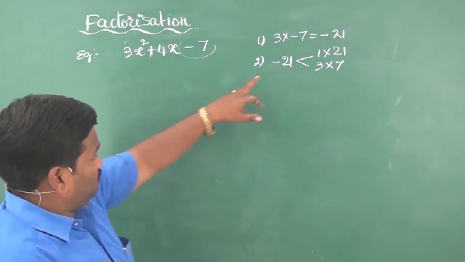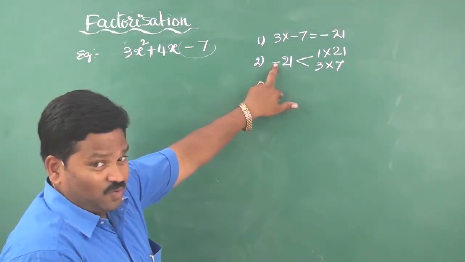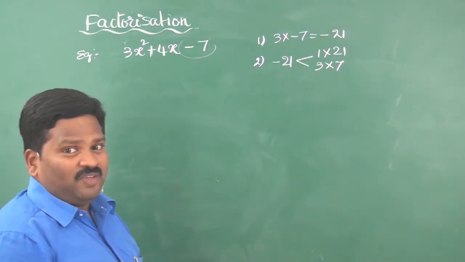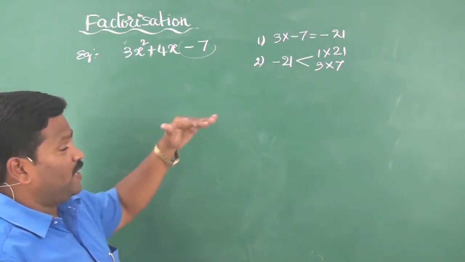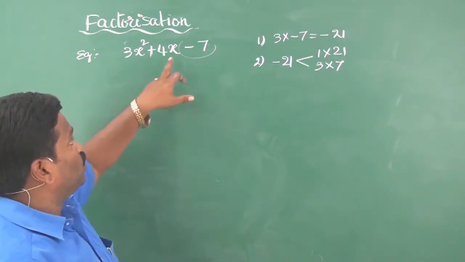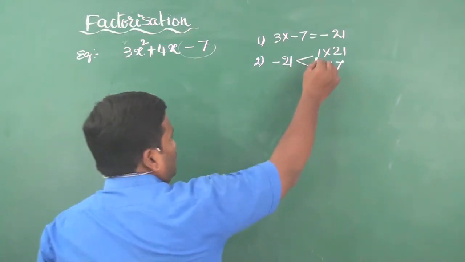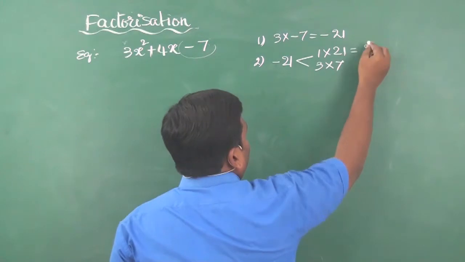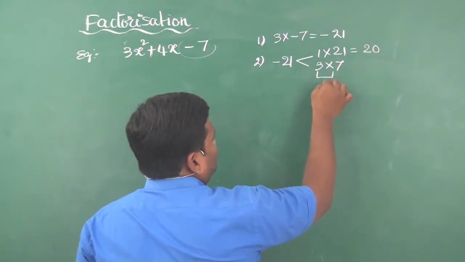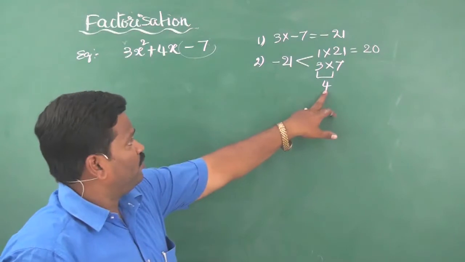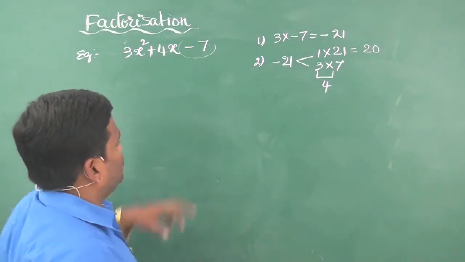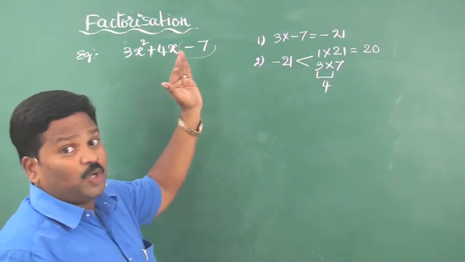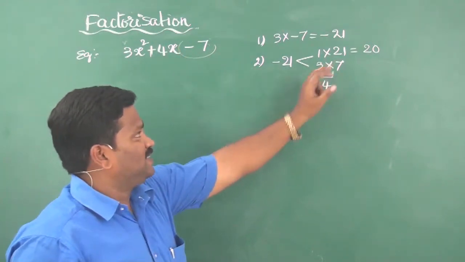Since this is minus 21, if the product is negative, let us take the difference of the factors. The difference of the factors must be equal to the coefficient of the middle term. What is the difference of these two? The difference of 1 and 21 is 20. The difference of 3 and 7 is 4. Therefore, this 4 is equal to the coefficient of x. Therefore, what are the appropriate factors of 21 for this particular problem? Yes, 3 and 7.